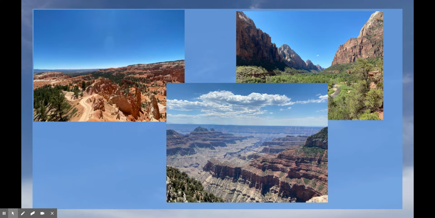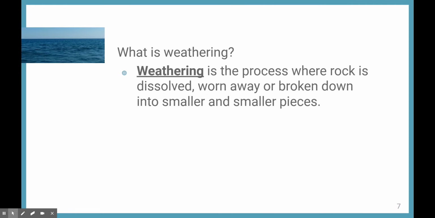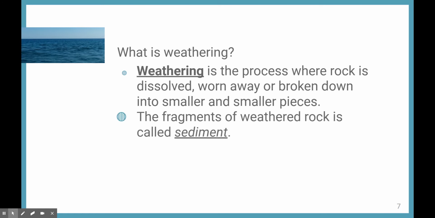So what is weathering? Weathering is a process where rock is dissolved, worn away, or broken down into smaller and smaller pieces. The fragments of weathered rock are called sediment. So little pieces of dust, little pieces of rock, the smaller parts are called sediments.